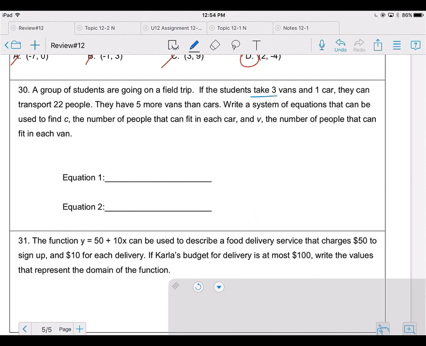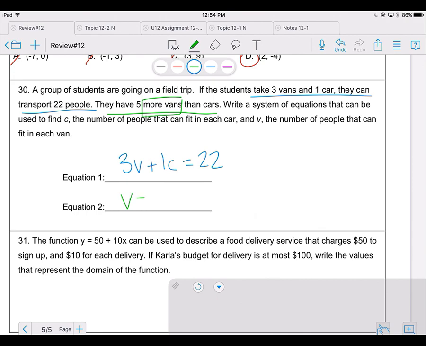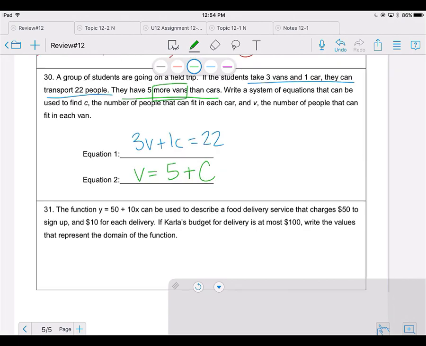So the first piece of information we have is that 3 vans plus 1 car can take 22 people. And then we know that there are 5 more vans than cars. If there are more vans, then we put vans on the outside and do 5 more than cars. So my vans equal 5 plus my cars.